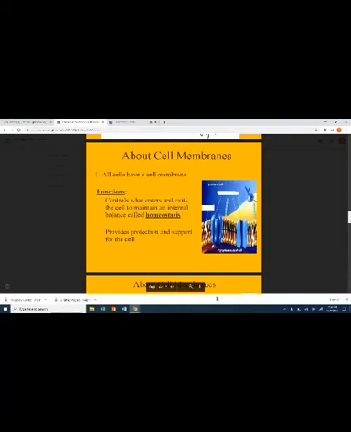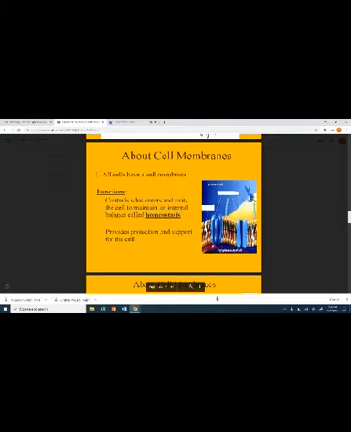This is going to be for Chapter 3, Part 2. I'm going to pick up where we left off with the cell membrane and then move into passive and active transport. All cells have a cell membrane. They control what enters and leaves the cell to help the cell maintain homeostasis. That's to maintain a stable internal condition.